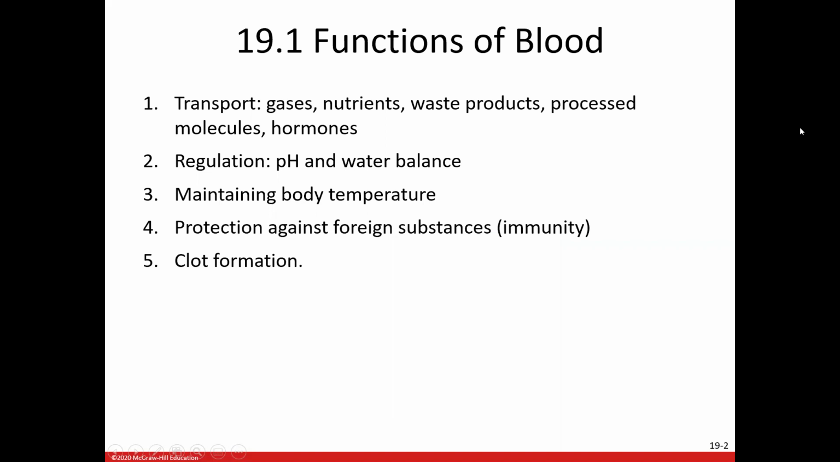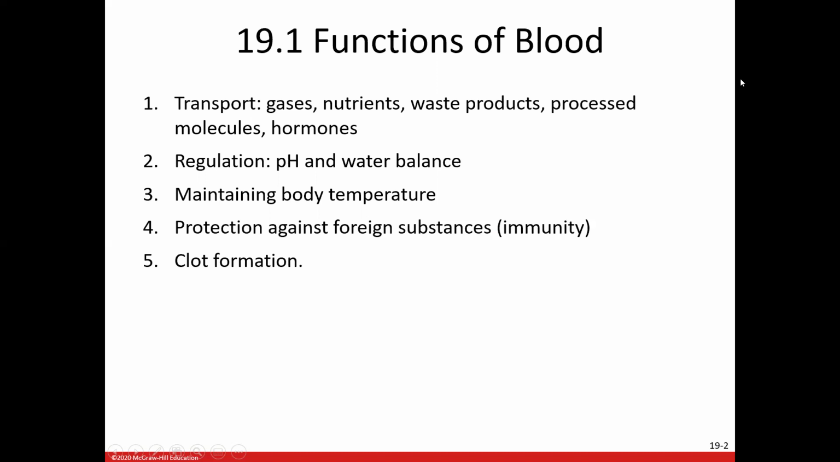So your blood actually has a lot of different jobs it does within the body. First one is all about transport. So gases, things like oxygen, carbon dioxide, any nutrients it has to move to certain organs, any waste products it has to pick up from those organs, any molecules that have been processed, like ATP, as well as hormones for long distance signaling. Secondly, your blood is a big regulator.